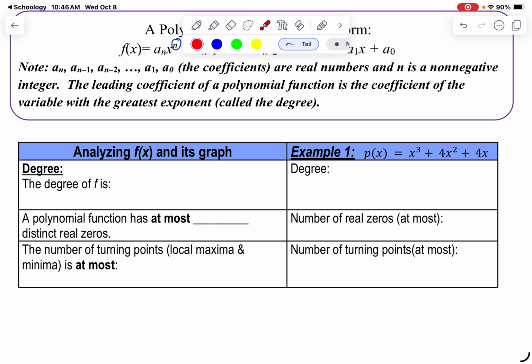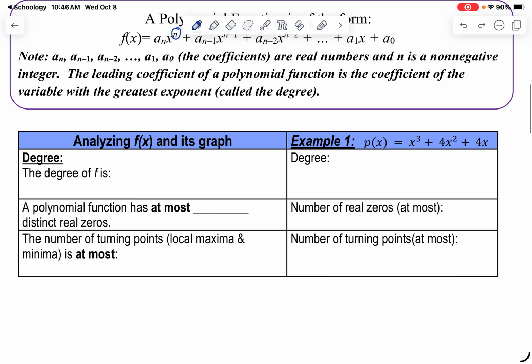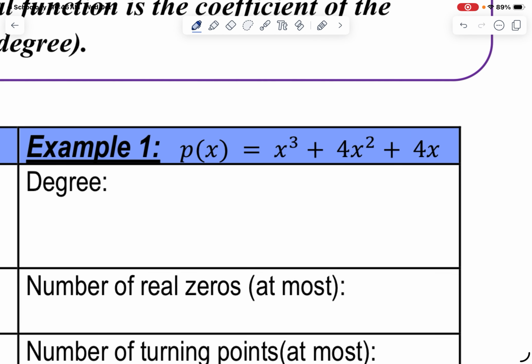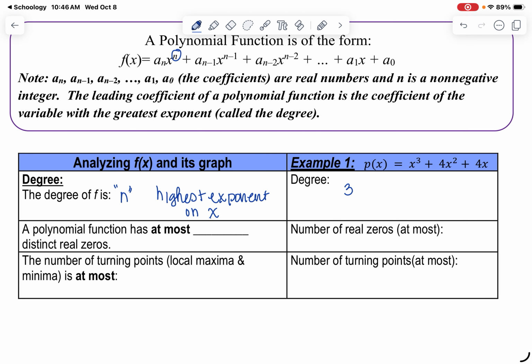So first off, the degree. The degree is the highest exponent when the polynomial is written in standard form. So if you look right here on the polynomial above, this is written in standard form. The highest exponent would be the one that's first when it's written in standard form, so that's just n. But once again, it's the highest exponent on x when written in standard form. So in this one right here, this is written in standard form. The degree of this, the highest exponent, is 3, okay?